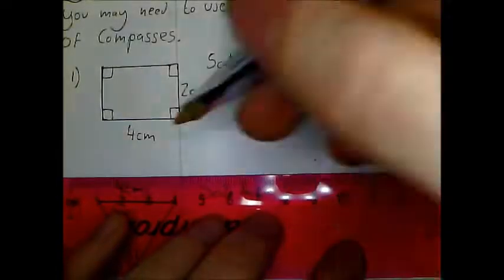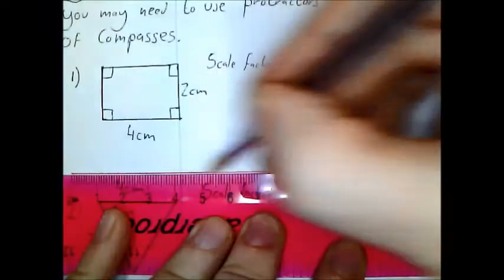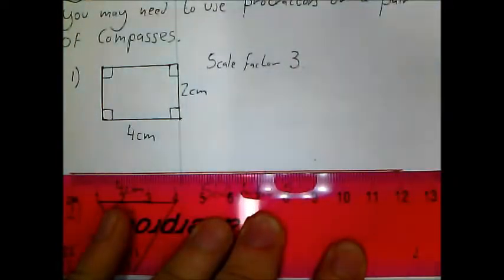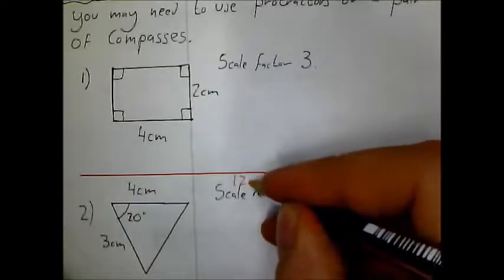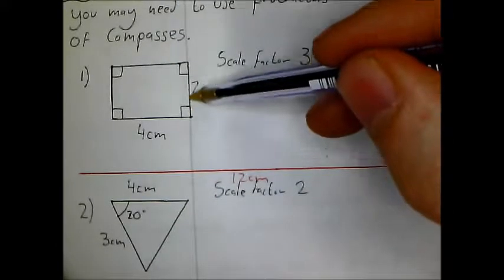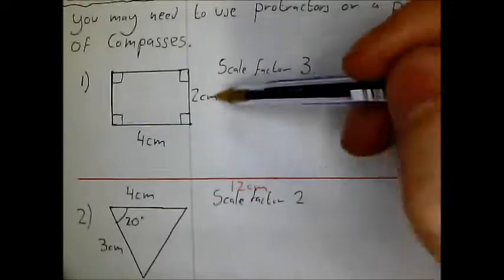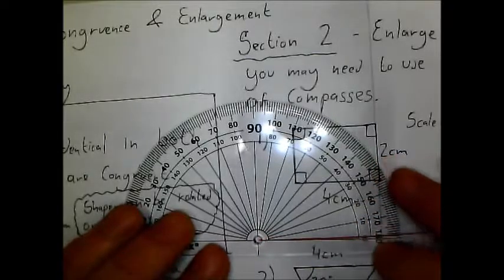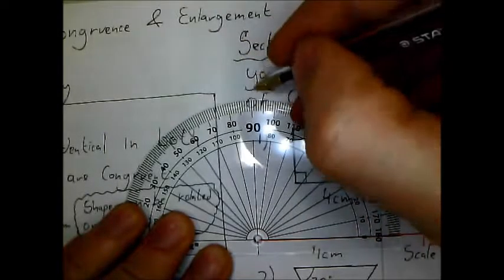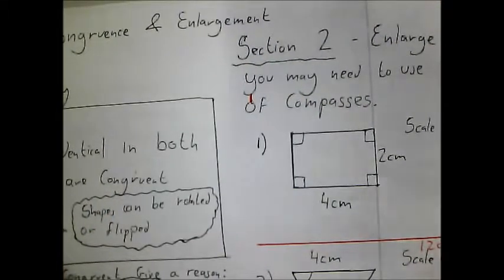Hopefully you've done this on a different piece of paper. So that's 12 centimeters. I then want to enlarge both sides here by scale factor 3, and 2 times 3 is 6. And I want to do this at a right angle, so I'm just going to measure out my right angle here and put a little mark on 90 degrees. If you want to be even more exact, there's no harm in doing the perpendicular line at a point construction that you looked at a couple of lessons ago.